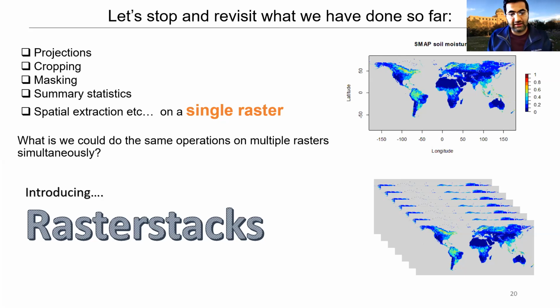So that brings us to raster stacks. Essentially, in raster stacks we have what we can call data cubes, because instead of one raster, we have X, Y, and Z values. So this is where the actual power of using R for geospatial analysis comes into action.